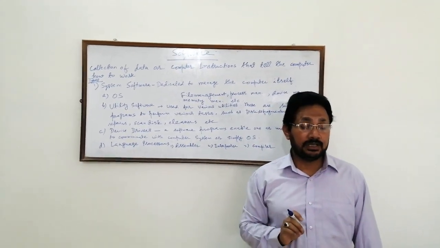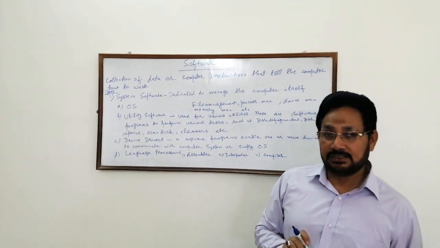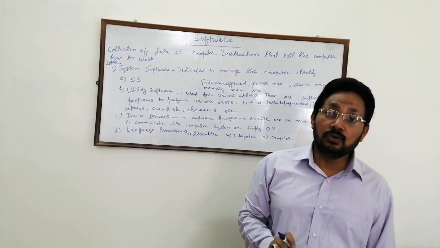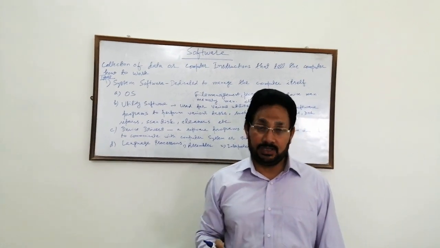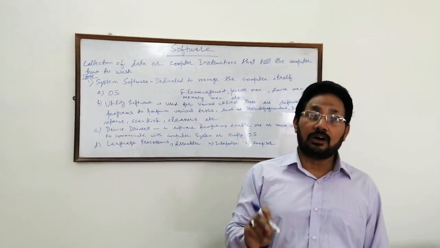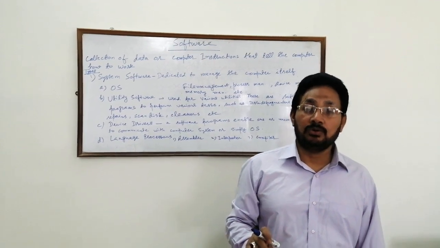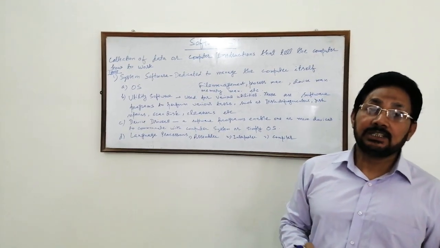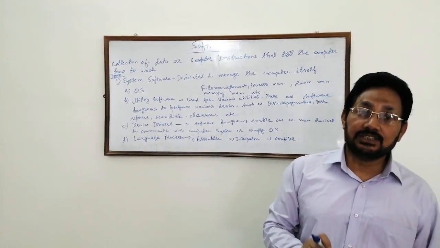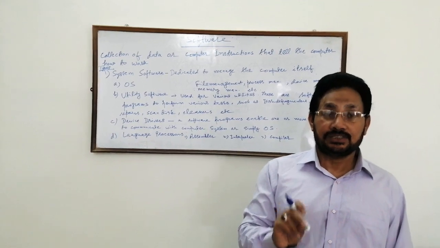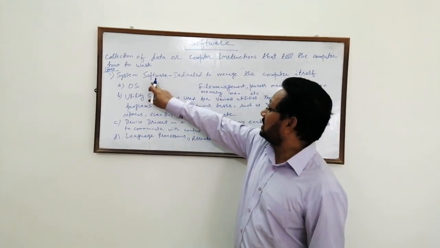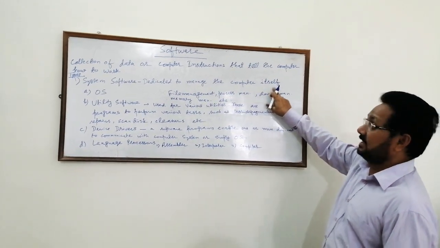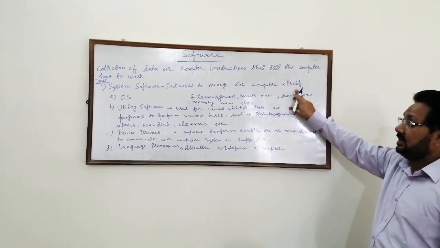Now, what is system software? In general, system software is used to handle or work with the hardware parts of the computer system, and it also manages the different types of files stored in a computer system. System software is dedicated to managing the computer itself. This is the shortest definition I have written here.